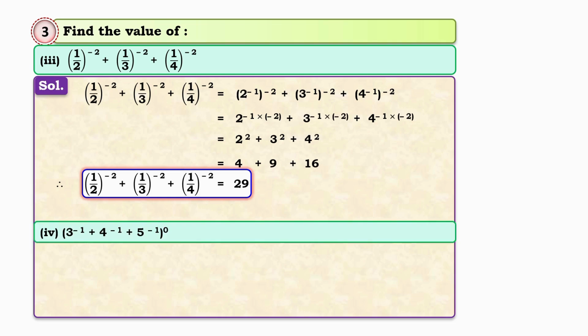Now another problem. (3 to the power minus 1 plus 4 to the power minus 1 plus 5 to the power minus 1), everything within the bracket, and then to the power 0. In this case, since whatever the base, if the power is 0, it will always give you 1, we don't need to evaluate the bracket part, because whatever value comes, it will always give you 1 as the result.